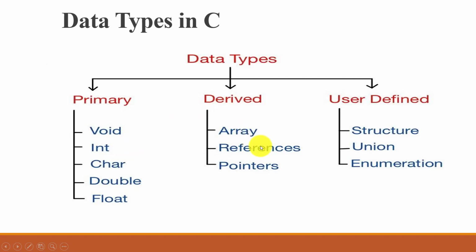The user-defined data types, that is structure and union, can also be formed by using the primary data types. Array, pointer, structure, union, enumeration, etc., the derived and user-defined types, have separate chapters. In upcoming videos we're going to discuss in detail what is array, what is pointer, what is structure and what is union. But here we will only study the primary data types, that is void, int, character, double and float, because mostly in programming we use the primary data types only. So let's understand one by one what is int, character, double and float.